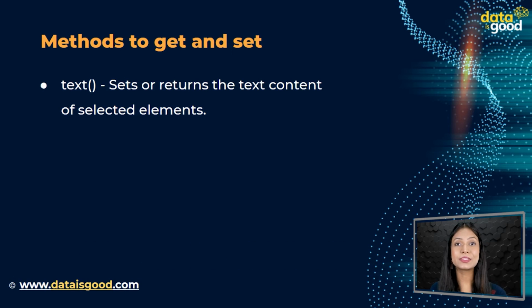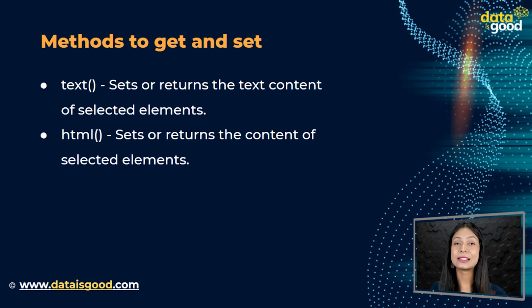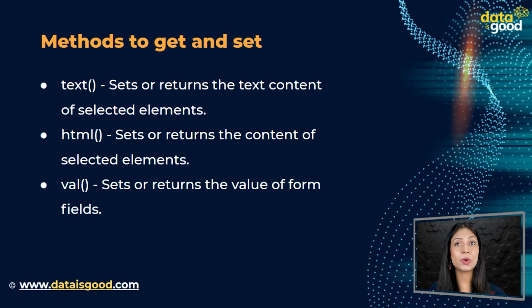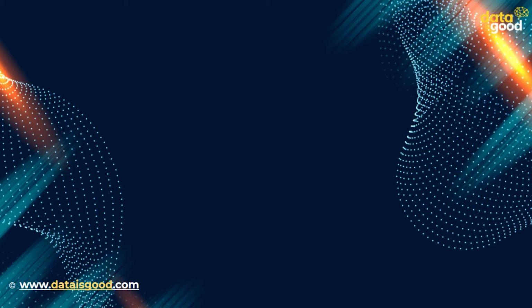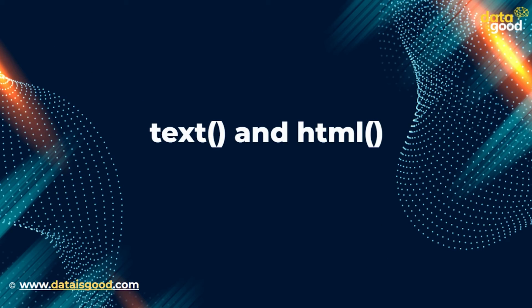Text sets or returns the text content of selected elements. HTML sets or returns the content of selected elements, including HTML markup. Val sets or returns the value of form fields. Let us see an example using text and HTML methods to get content.